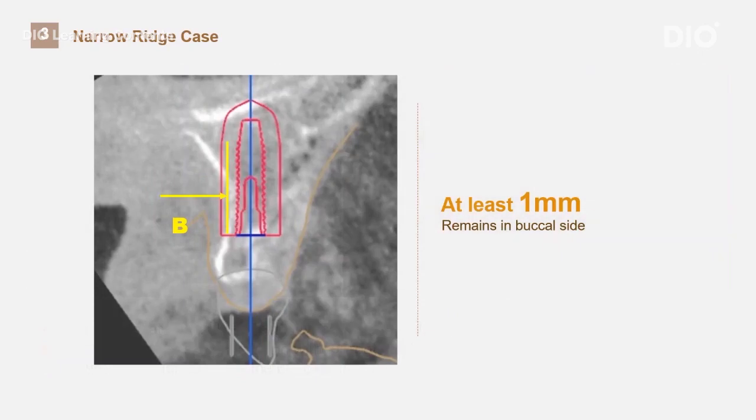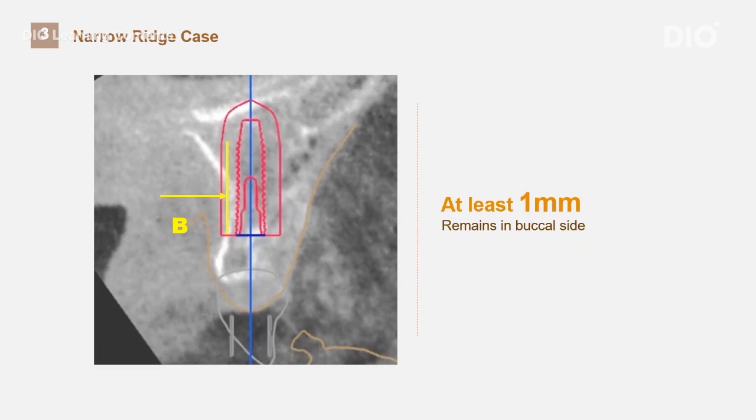If the bone width is narrow, it must be planned so that there is at least 1 mm of bone remained in the buccal side. One of the biggest differences between the surgery with and without incision is the bone absorption rate. There are lots of articles that confirm this.